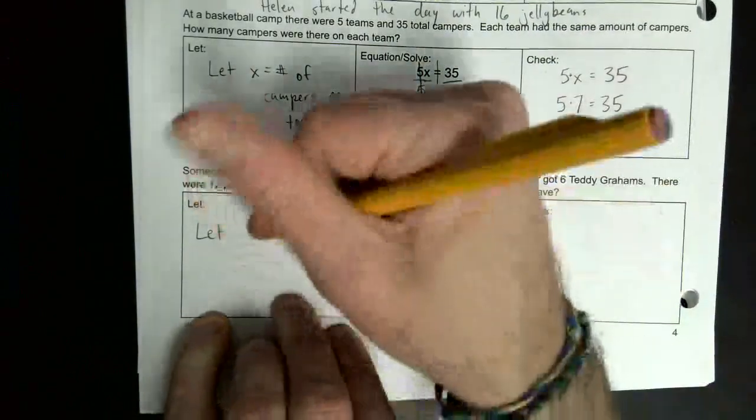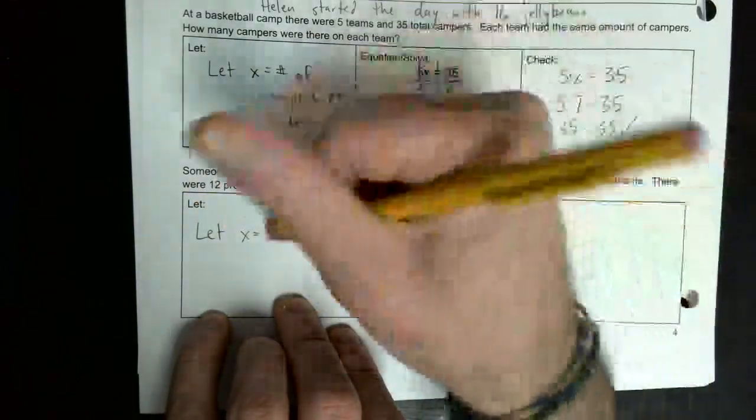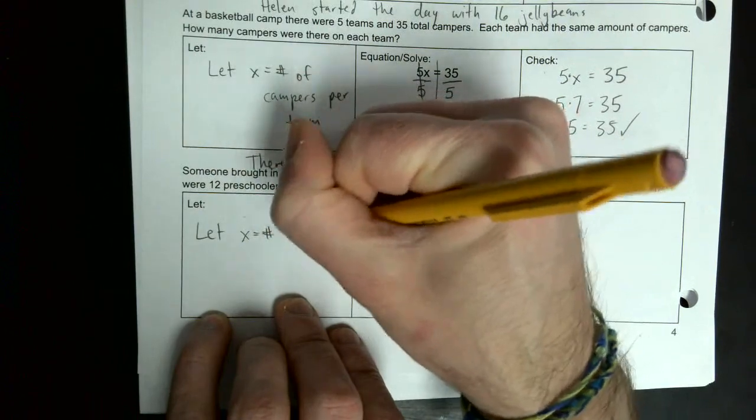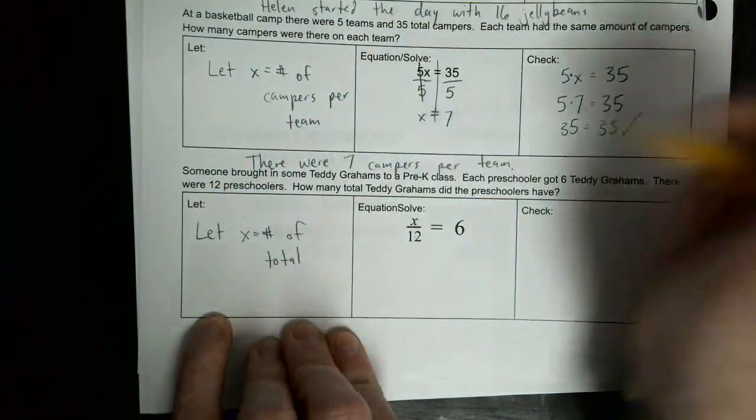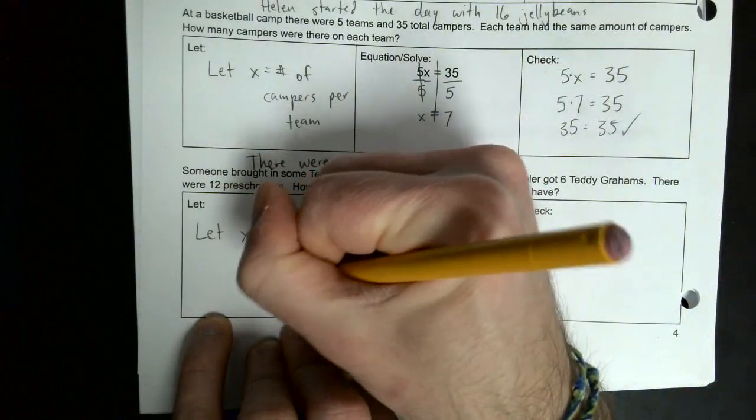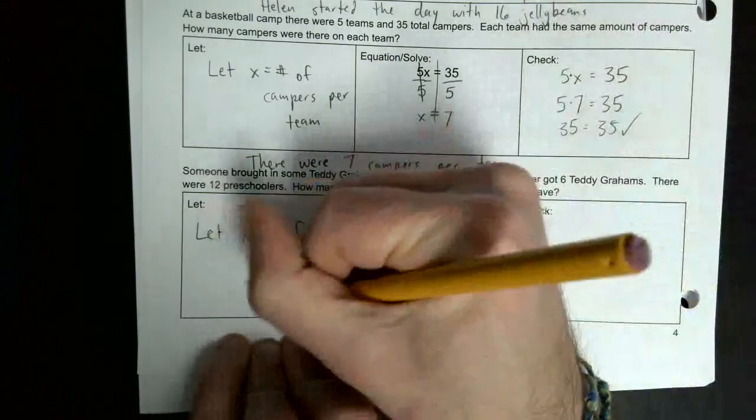So how many total teddygrams did the preschoolers have? We're going to let x, because that's, again, the variable that was used here, equal number of total teddygrams, a pre-K snack enjoyed by all.